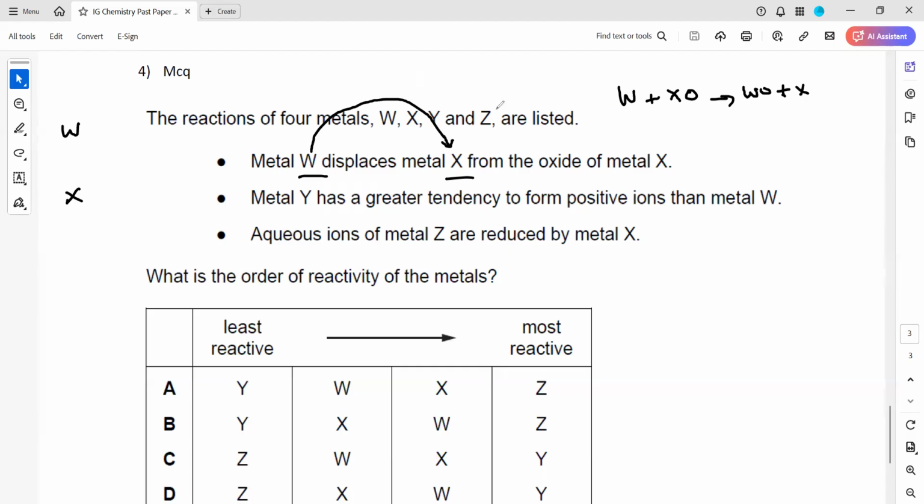How will you identify which is more reactive or less reactive? By using the information given in the question. You don't have to memorize anything. You just have to remember the concept that always the more reactive metal displaces the less reactive from its compound.